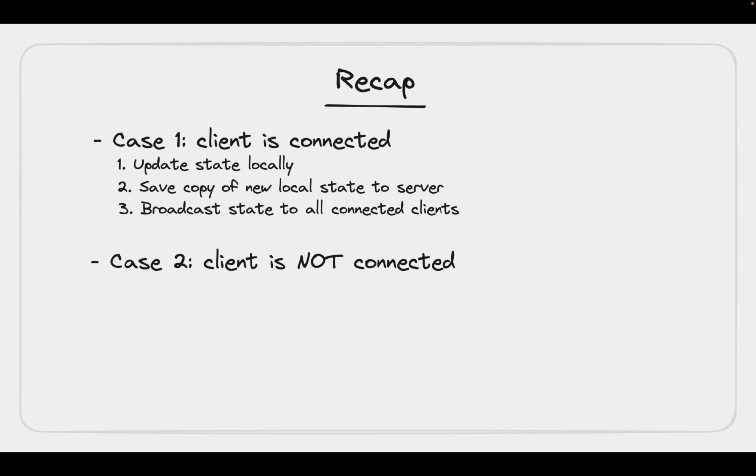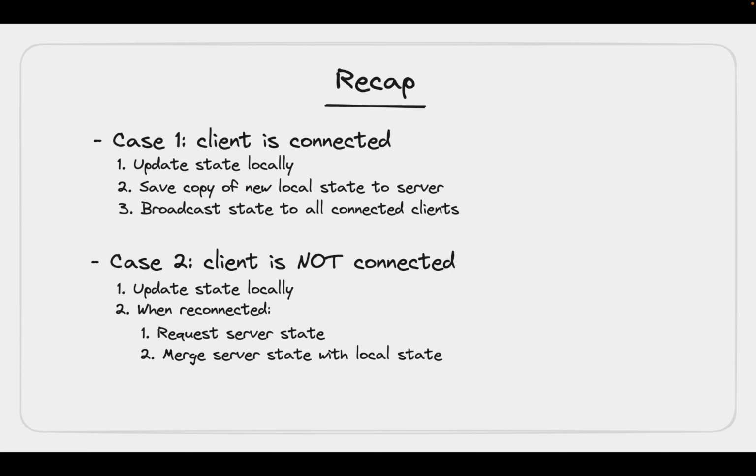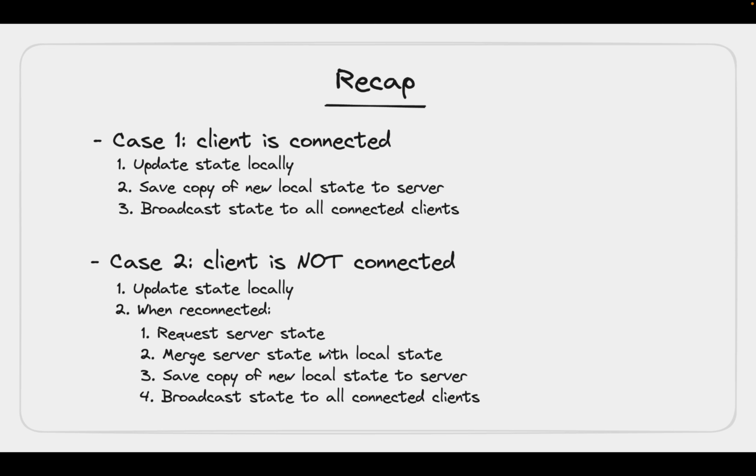The second case is when the client is not connected. In this case, we still update the state locally first, and then we wait until the client is reconnected to the server. When it's reconnected, we first request the server state, and then we merge that server state with our local state. Then we save a copy of the new merged local state to the server. And then lastly, we broadcast that state out to all the connected clients.